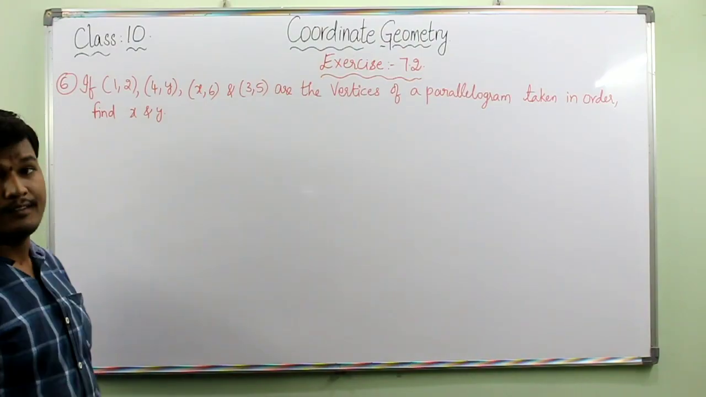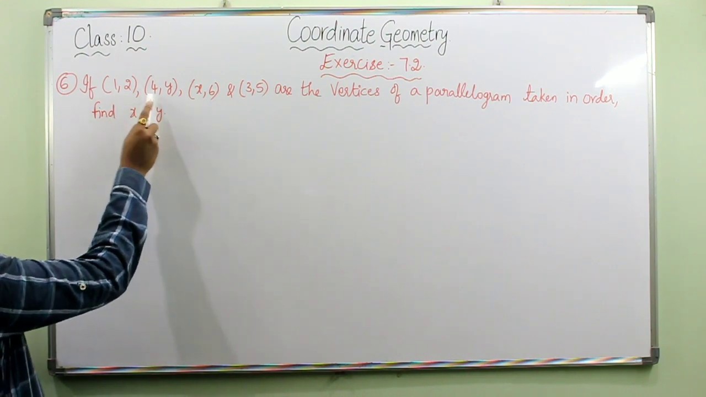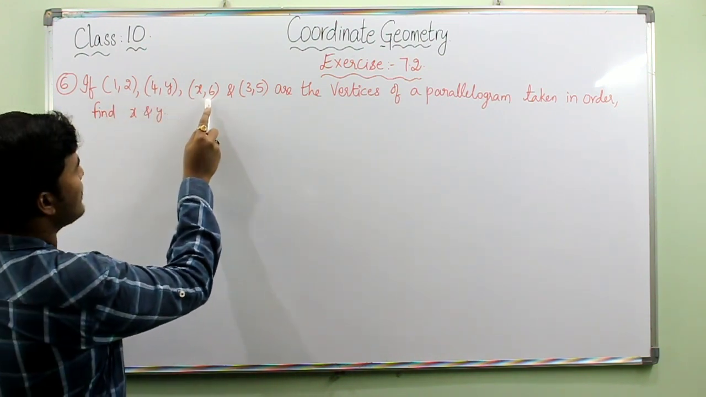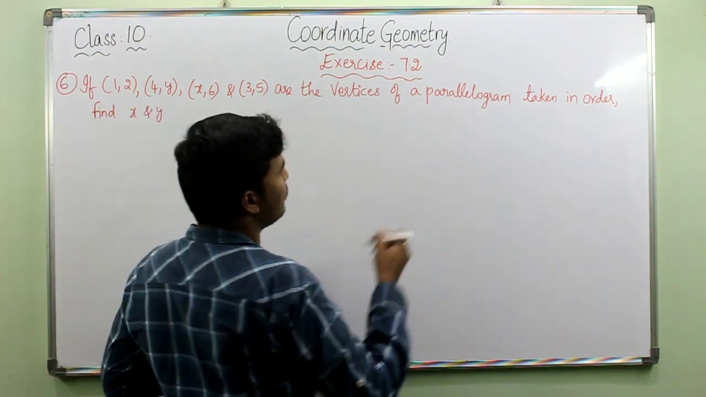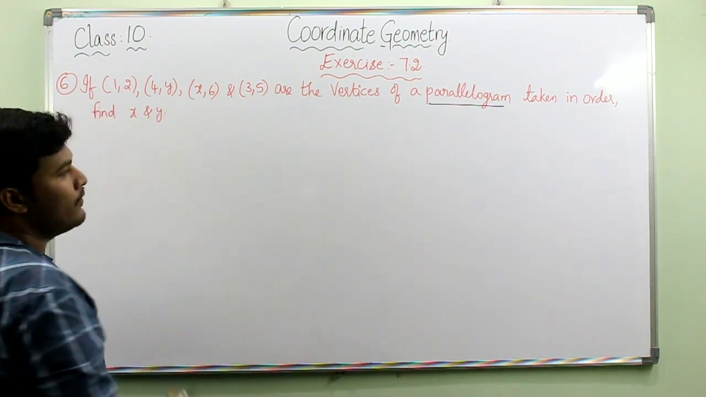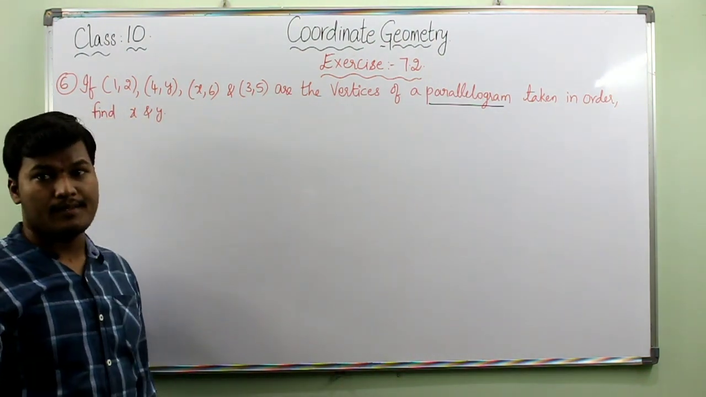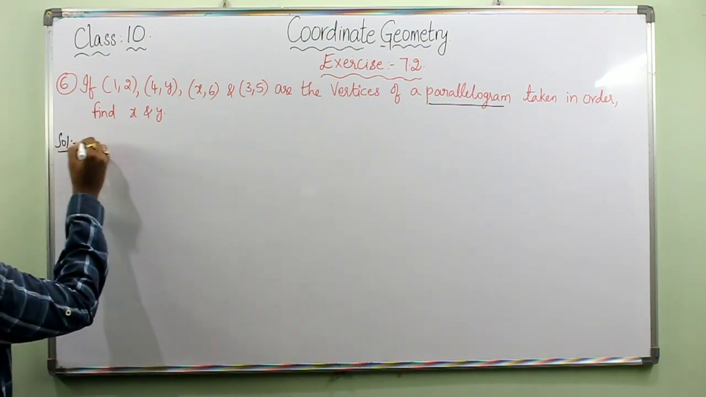Now let us discuss the sixth problem, that is: if (1, 2), (4, y), (x, 6) and (3, 5) are the vertices of a parallelogram taken in order, find x and y. So to find this x and y, we have a given hint, that is parallelogram.